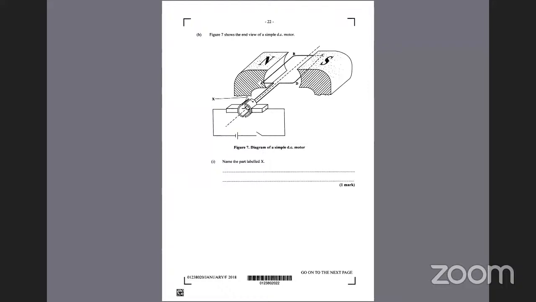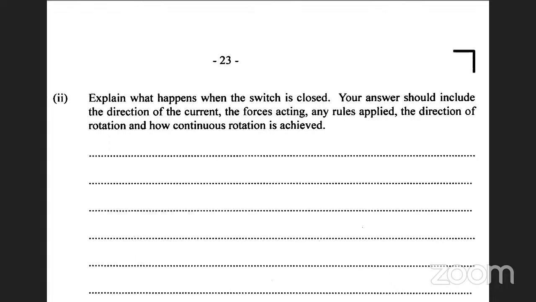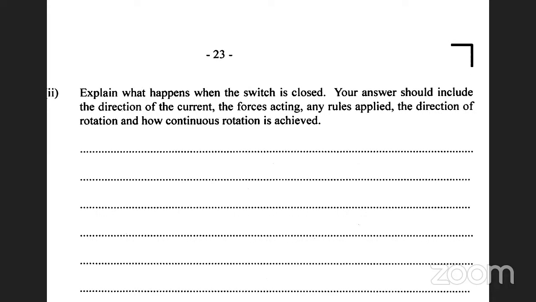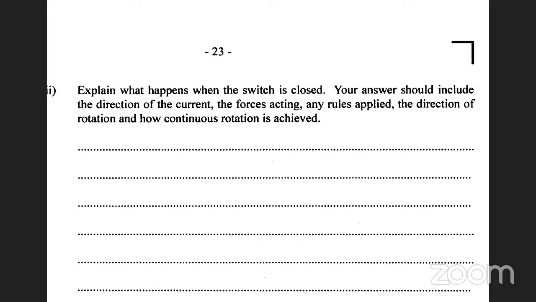Here's what they want. Explain what happens when the switch is closed, and they tell you exactly what they want. Remember, I told you I'm going to give you the steps. Number 1, write down the direction of current. Number 2, the forces applied. Number 3, the rules applied. Next, the direction of rotation. And last, how continuous rotation is achieved.